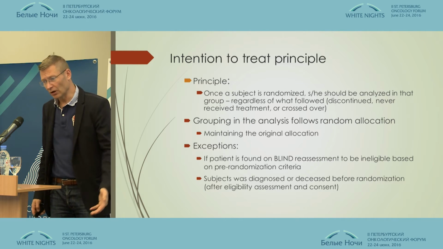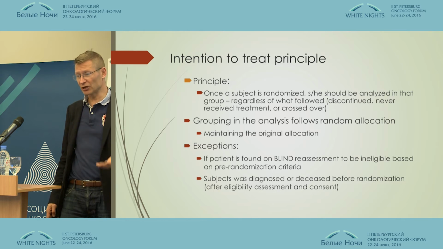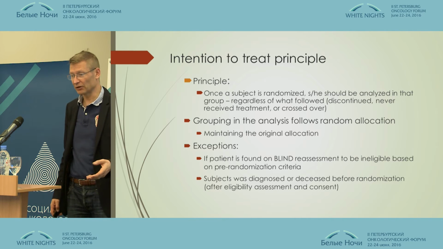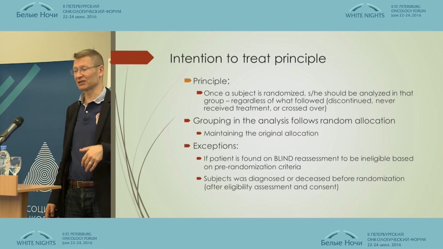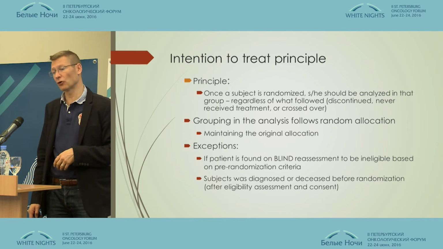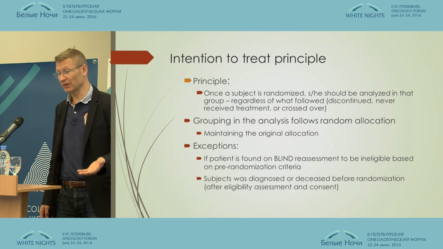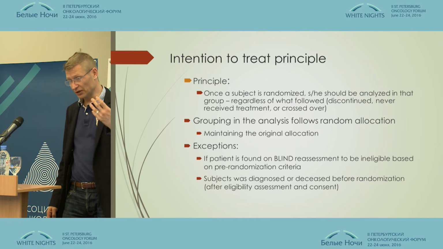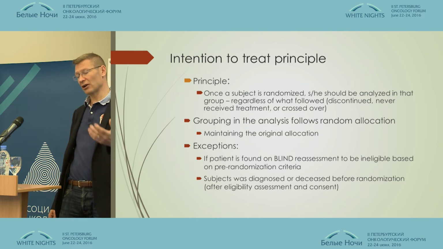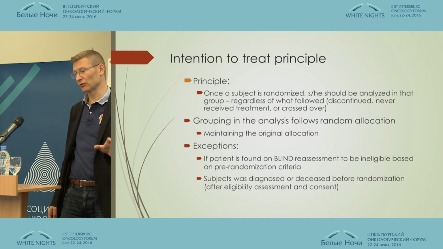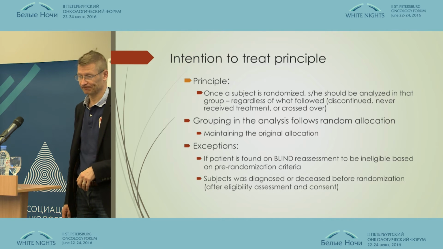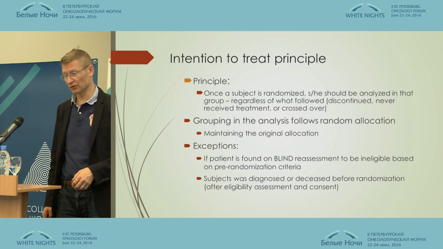Finally, even if a trial has been conducted properly, there is a possibility of doing an improper analysis, and the golden standard for analysis of randomized trials is the intention to treat principle. It just means that whatever happens, it is only the randomization, the random allocation that defines the groups that are used in the analysis, maintaining the original allocation.